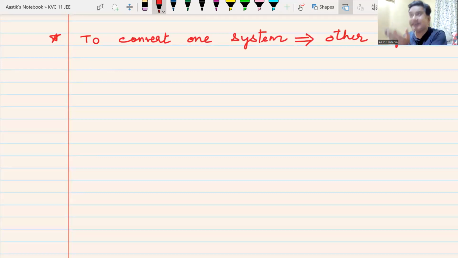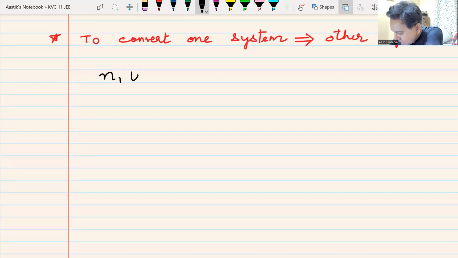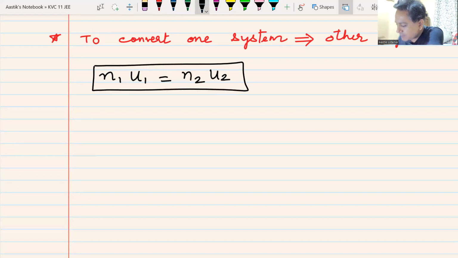Please do not sit at the whiteboard. Please write. I don't see anyone writing. Now, in this system, we can note one formula that I should tell you. N1 U1 is equal to N2 U2, because sometimes a question may come which may be simply based on this formula. N1 U1 is equal to N2 U2.